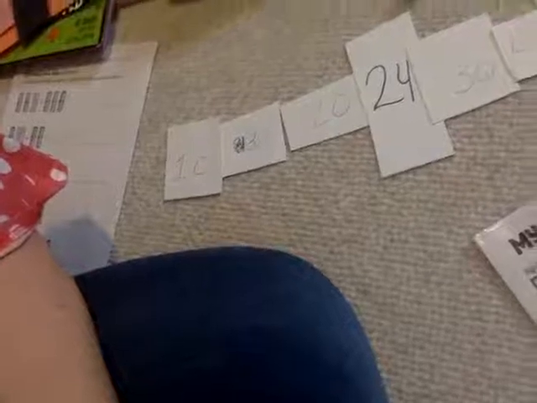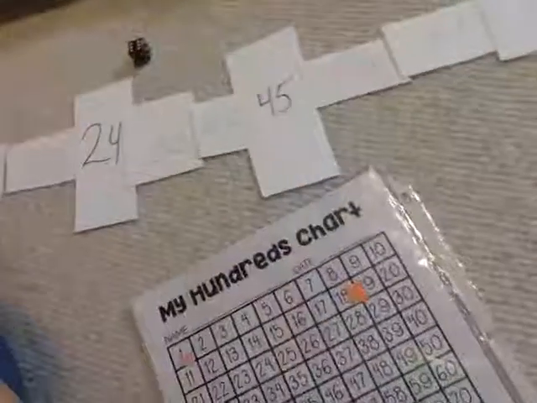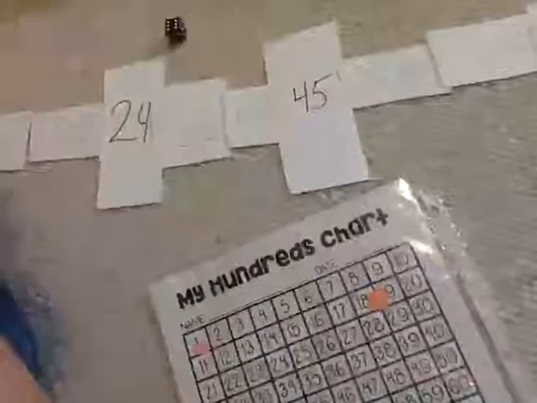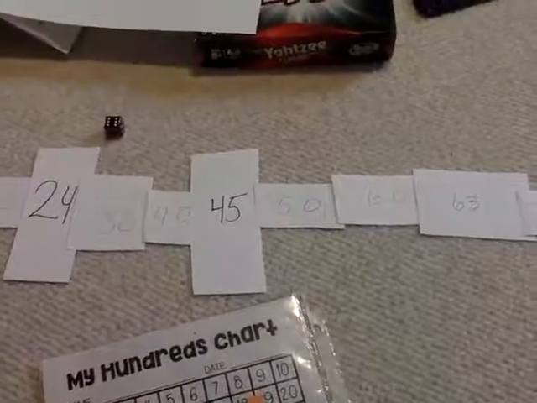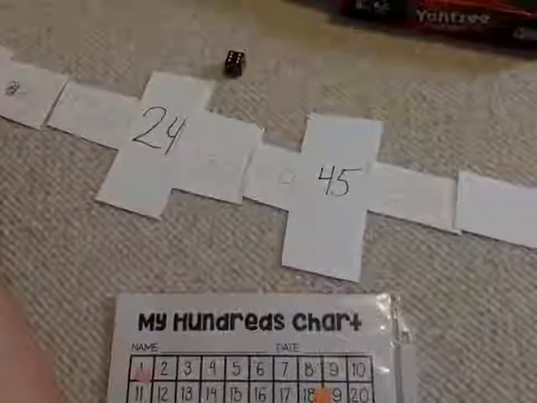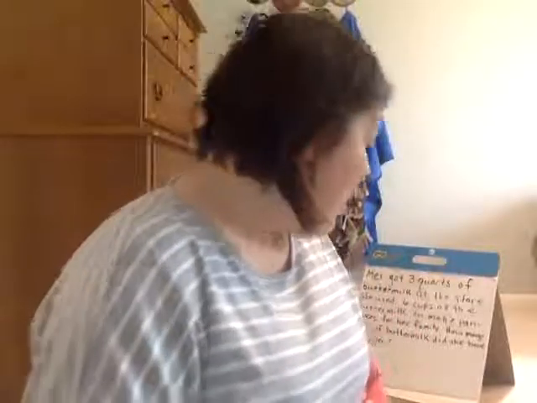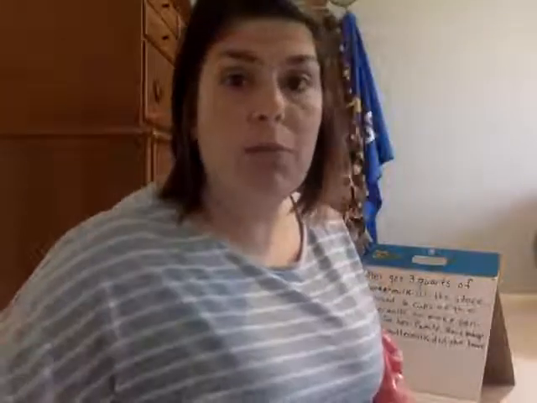All right. Let's go ahead and say our numbers in the way that we have them. 10, 13, 20, 24, 30, 40, 45, 50, 60, 63, 70, 80, 90, 100, 100, 90, 80, 70, 63, 60, 50, 45, 40, 30, 24, 20, 13, and 10. Nice job, everybody.